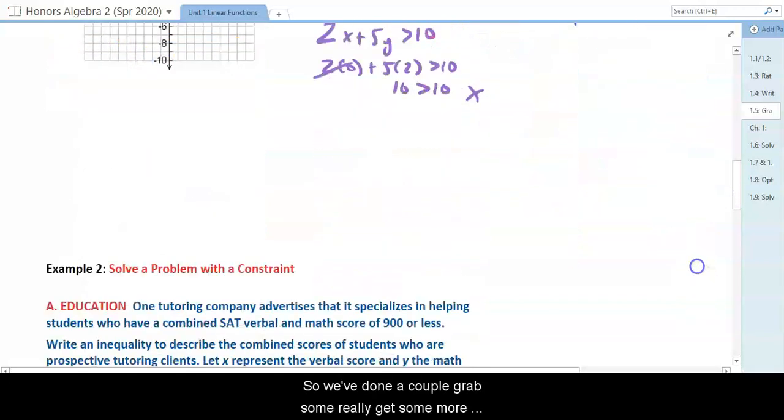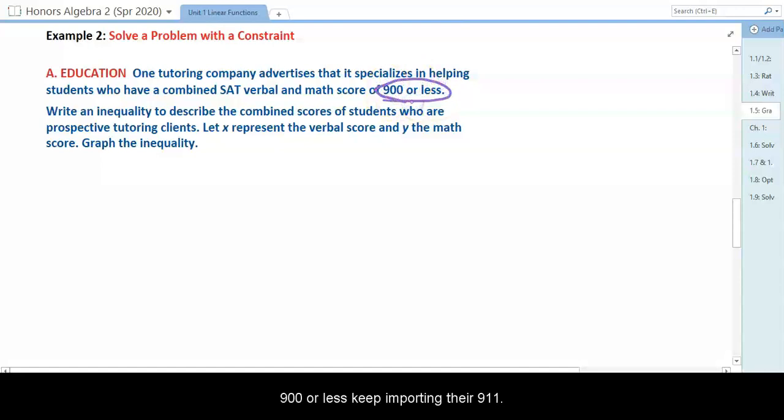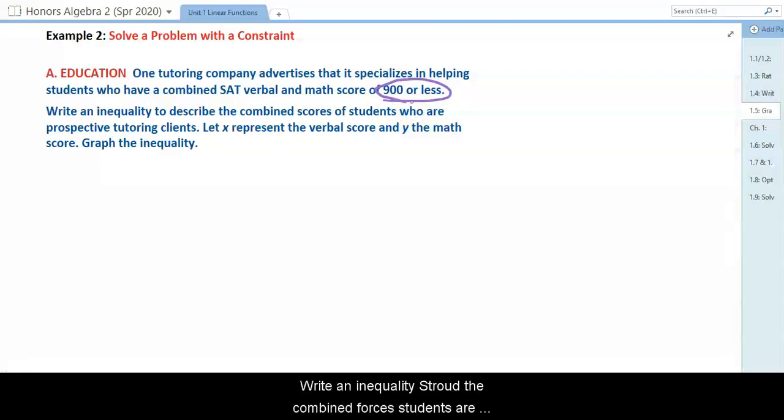All right, so we've done a couple graphs. Now we're going to look at some word problems as we go through. The first example here: one tutoring company advertises that it specializes in helping students who have a combined SAT verbal and math score of 900 or less. Keep it important there, 900 or less. Write an inequality to describe the combined scores of the students who are prospective tutoring clients, and let x be the verbal and y be the math.